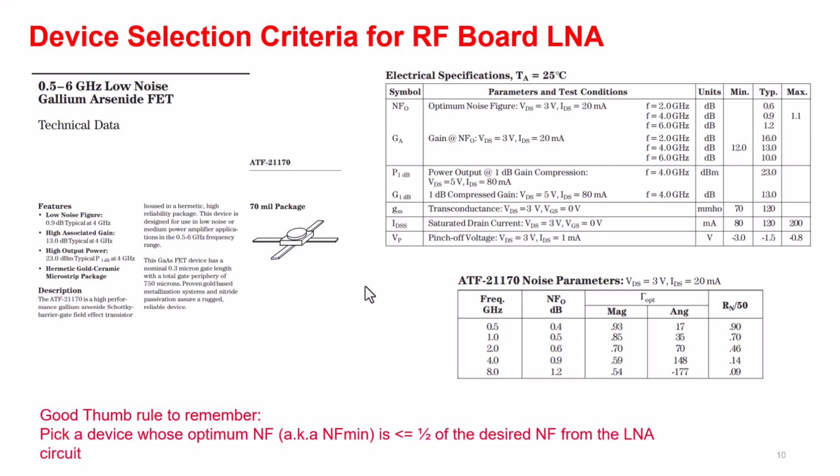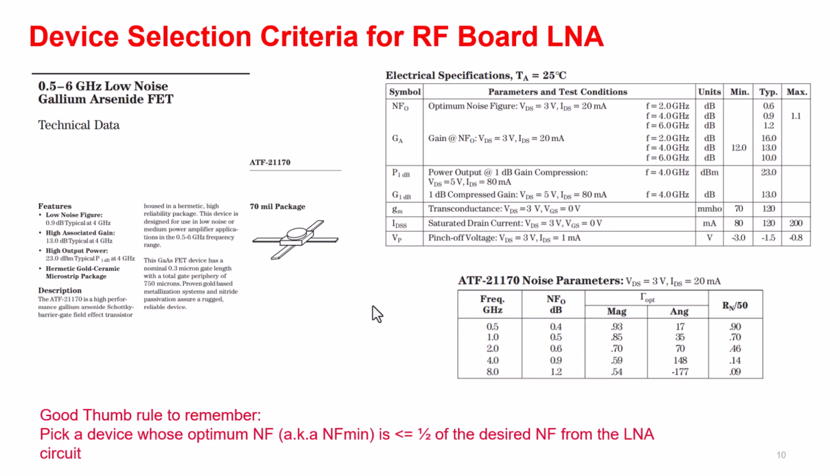It could be a BJT, or it could be a HEMT or a FET component. A good thumb rule to remember is to pick a device whose noise figure minimum, or the minimum noise figure, is less than or equal to the half of your overall noise figure which you are looking at. And the lower noise figure minimum is, better chance you have for success in meeting the design specification at the end.